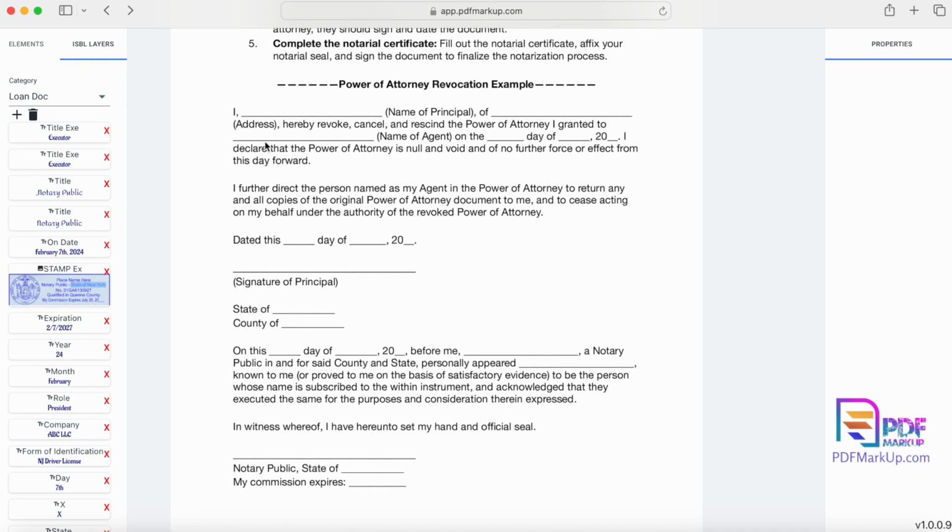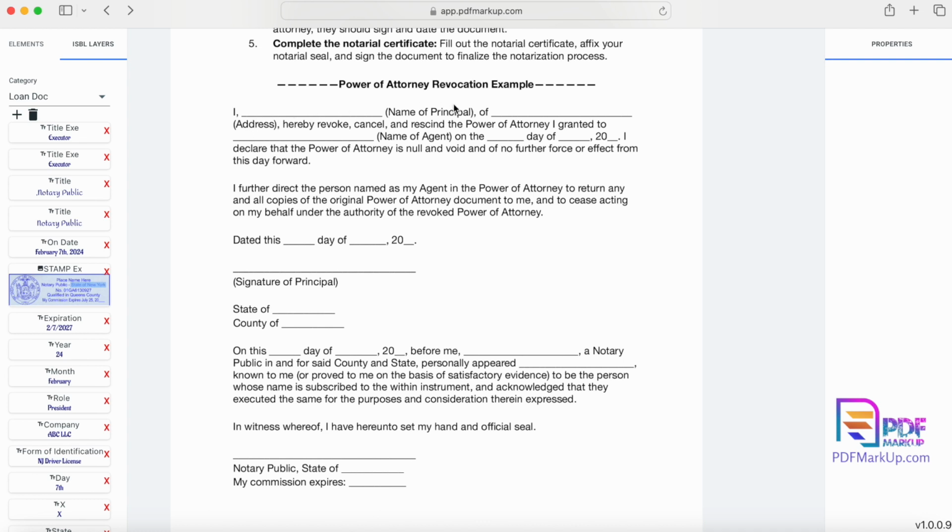First, you read it in full because it's going to come to you blank. Sometimes it would automatically be filled in, and if it comes to you blank, the people have to fill in the names and so forth. So in this case, I, blank, name of principal, which would be the person giving up their rights to someone else to be their power of attorney. So I, John Doe, name of principal, of, okay, the address, hereby revoke, cancel, and rescind the power of attorney I granted to the name of the agent, the person it was given to. Remember, it was Jane Smith. Now, sometimes you won't see an address here, but you put the address.